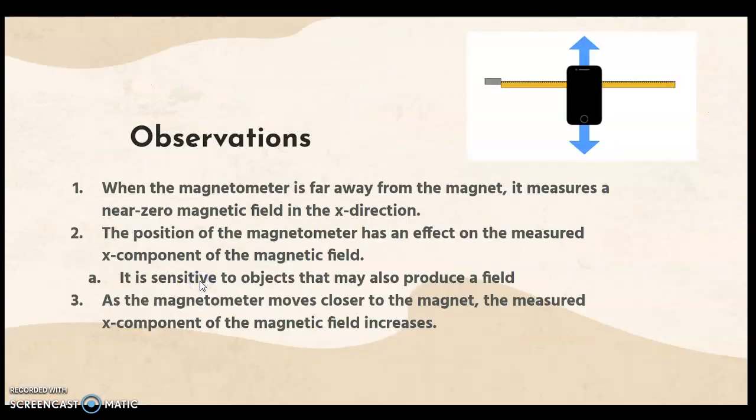Some observations from this include that when the magnetometer is far away from the magnet, it measures a near zero magnetic field in the x direction. The position of the magnetometer has an effect on the measured x component of the magnetic field. It's sensitive to objects that may also produce a field. And as the magnetometer moves closer to the magnet, the measured x component of the magnetic field increases.